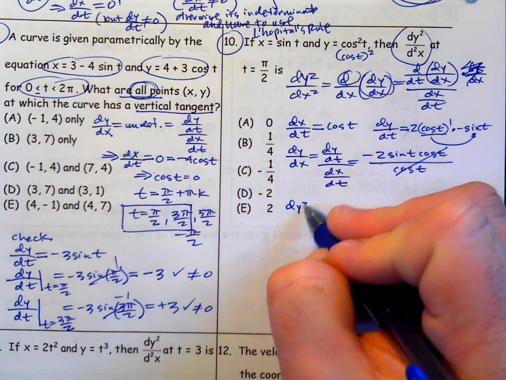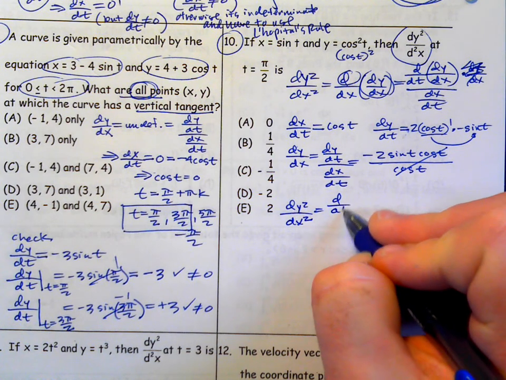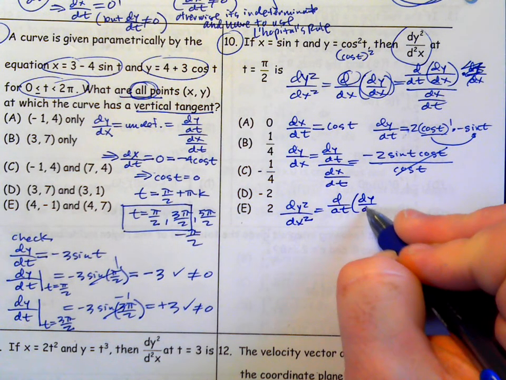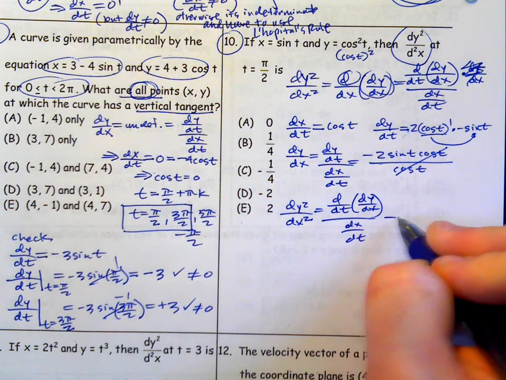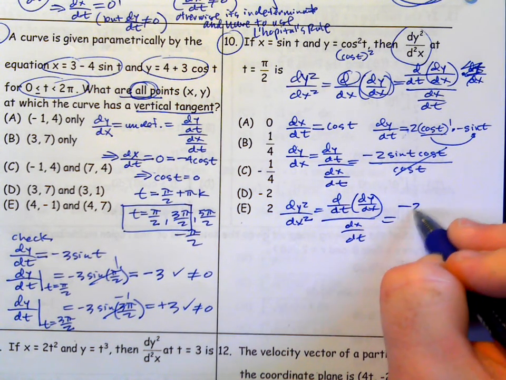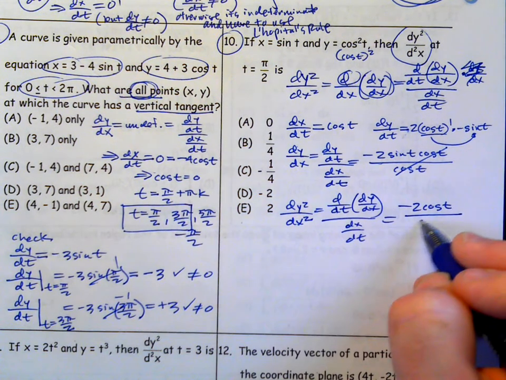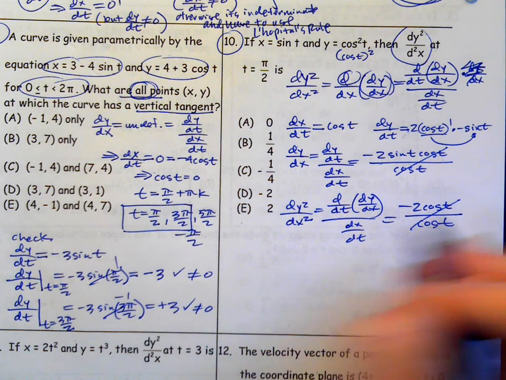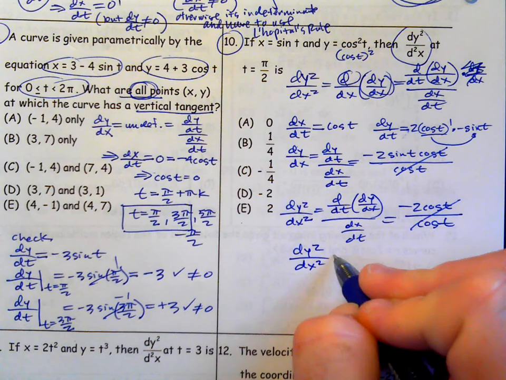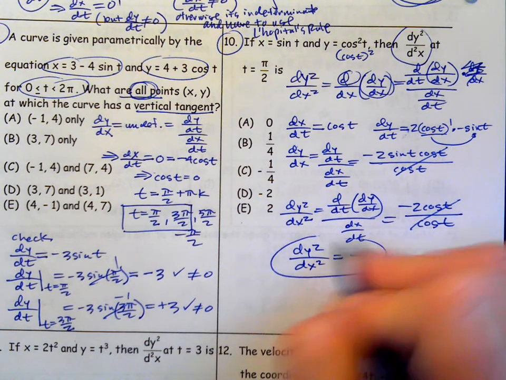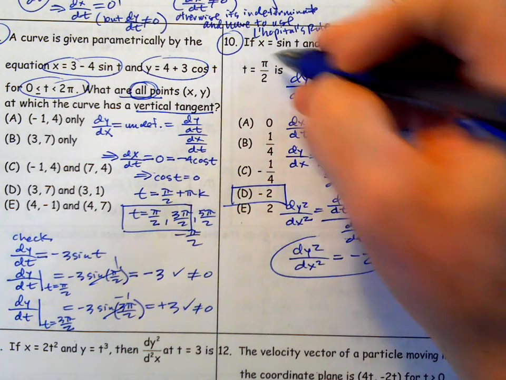So then I think we're finally getting there. The second derivative is the derivative with respect to time of dy/dx, which we just found, over dx/dt. The derivative of dy/dx is negative 2 cosine t. dx/dt was cosine t up there. And so the second derivative, no matter what, is simply always negative 2, which means it's concave down all the time. The answer is negative 2 no matter what time we plug in.